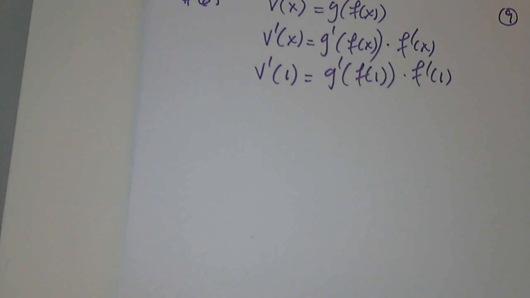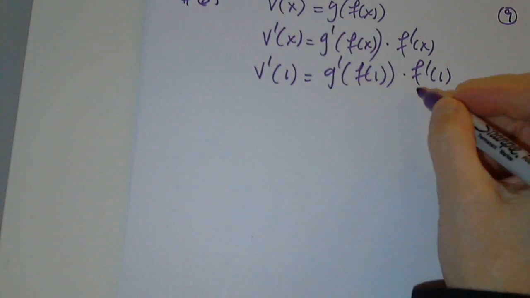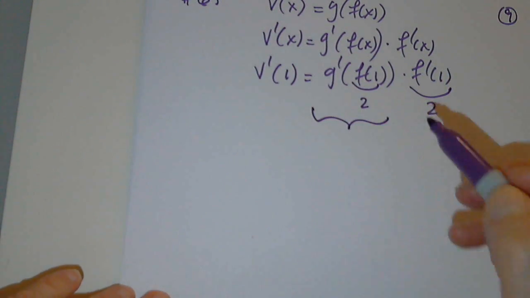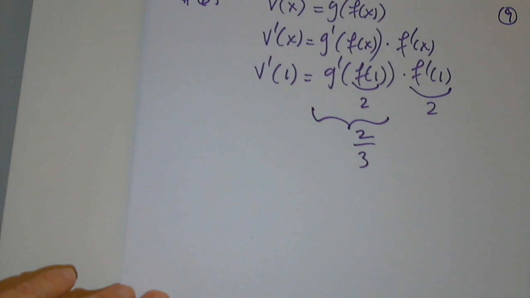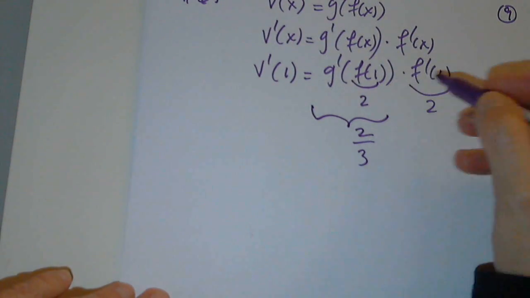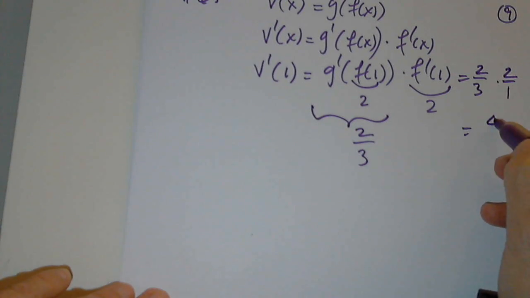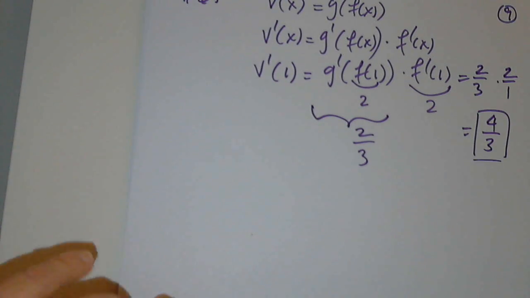So I determined that f prime of 1 is 2. Agreed? We determined that this was 2, and we determined that g prime of 2 was 2/3. So then this is 2/3 times 2 over 1, and this is 4/3. So v prime of 1 is 4/3. Better? Okay.